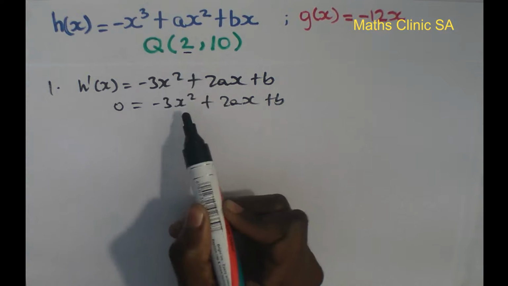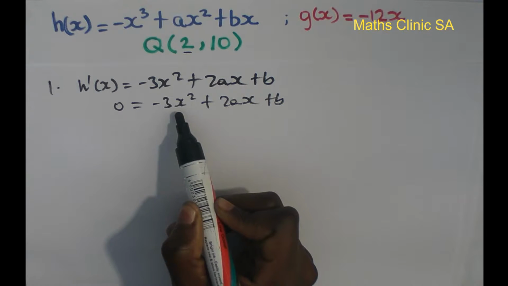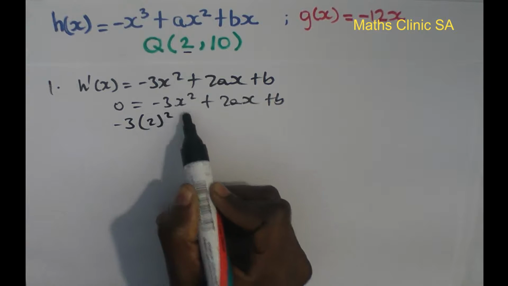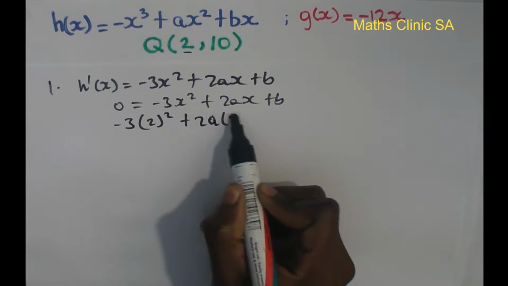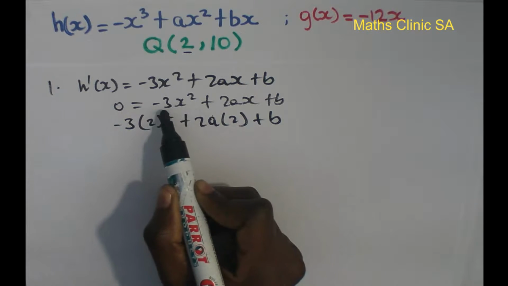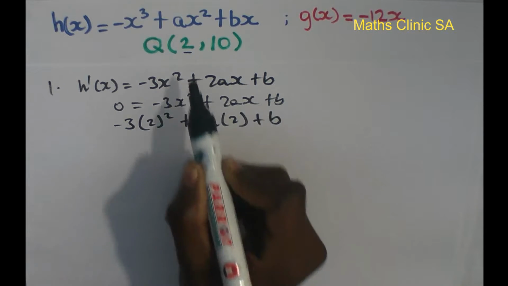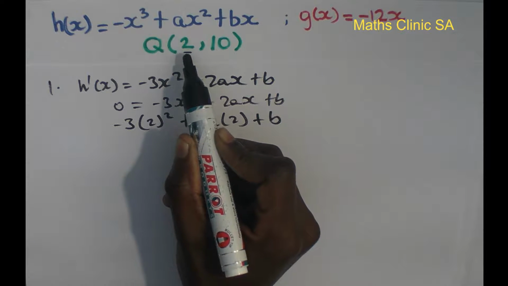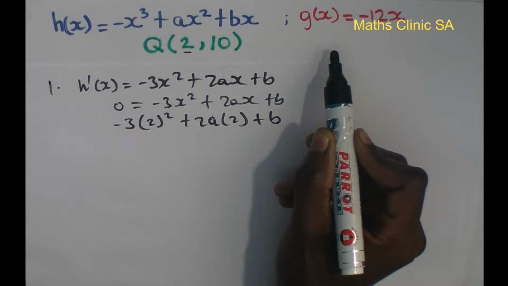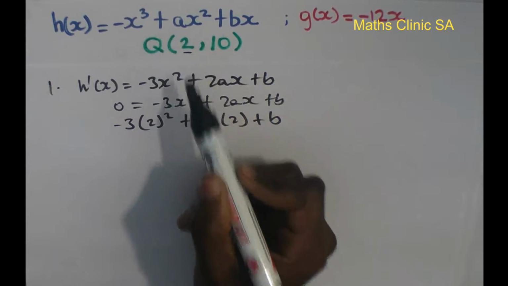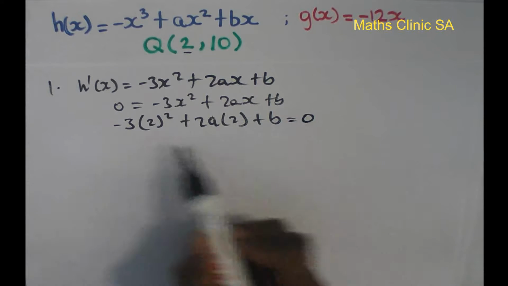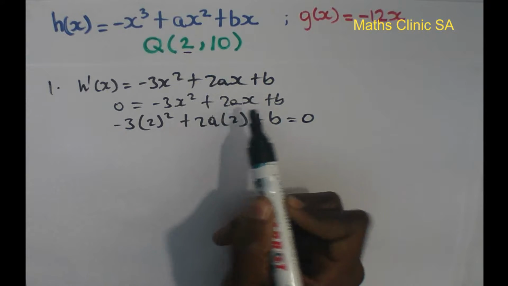So we know that 2 is one of the solutions of this first derivative. So we take 2 and substitute it in: negative 3 times 2 squared plus 2a times 2 plus b, because when we do this we start with the first derivative and then solve for x. We find that 2 is the x value of the turning point. Since this value 2 is a solution of the first derivative, we substitute it in.